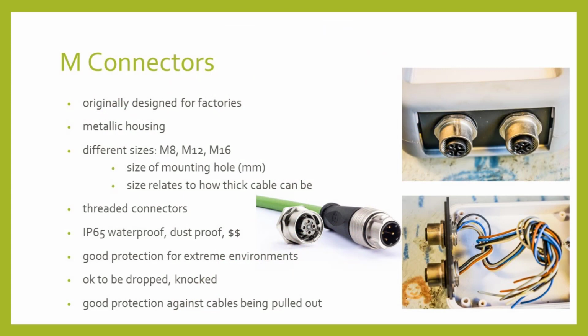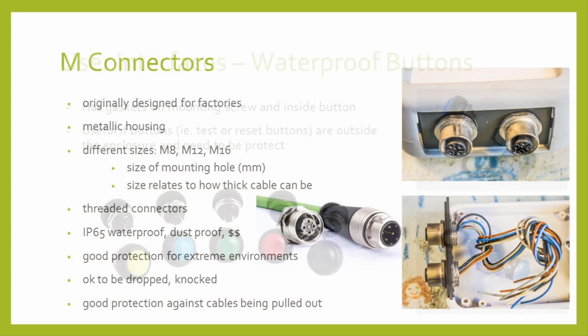M connectors were originally designed for harsh factory environments. They have an all-metal receptacle and plug and are designed for cables that are often dropped. They also come in different sizes which relate to the mounting hole and therefore how thick the wire cable can be. These connectors are quite expensive and industrial grade, but are designed to last very long or withstand very harsh environments. They're precision machined to protect against high shock and vibration scenarios and are waterproof and dustproof.